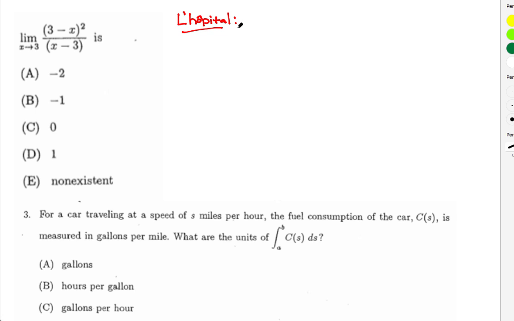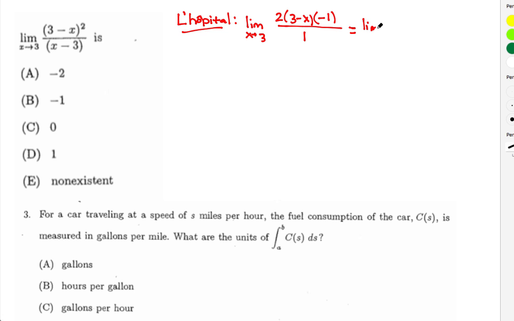And when we apply L'Hopital, then we can take the derivative of the top, and so we would get 2 times the quantity 3 minus x to the first power times the derivative of that, which is just negative 1, all over the derivative of x minus 3, which is simply 1. Remember, we're not taking the derivative of this entire thing. If we were, of course, we would need to apply the quotient rule. We are doing L'Hopital's rule. So you take the derivative of the top over the derivative of the bottom.